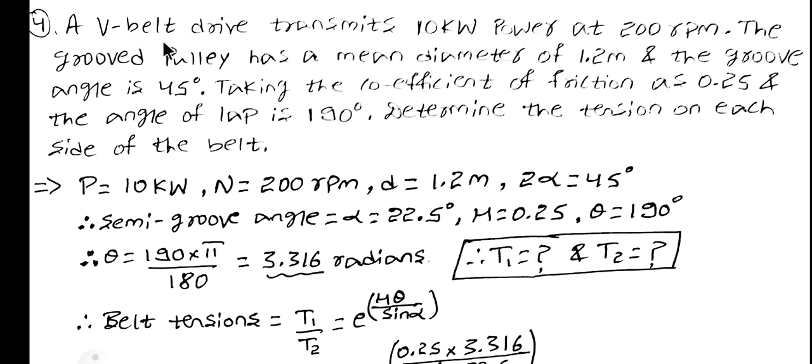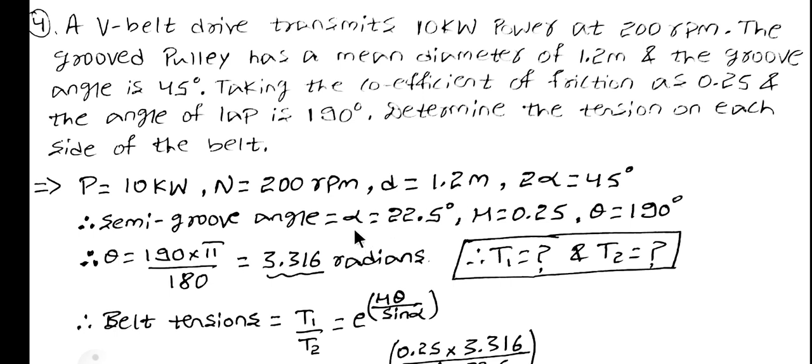A V-belt drive transmits 10 kilowatt power. Power is given as 10 kilowatt at 200 rpm. N is given as 200 rpm. The grooved pulley has a mean diameter. He has given the diameter of the grooved pulley. It is 1.2 meter, and the grooved angle is 45 degree.